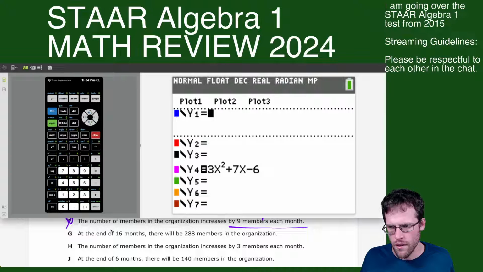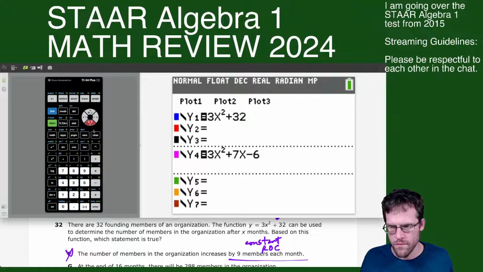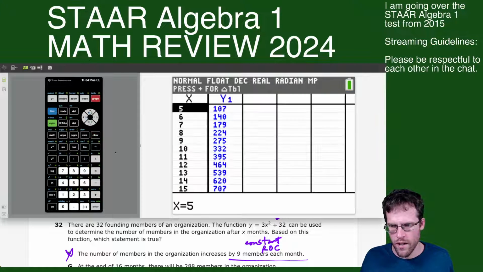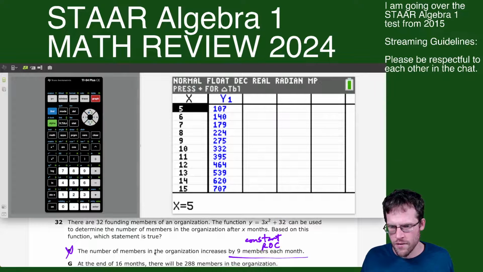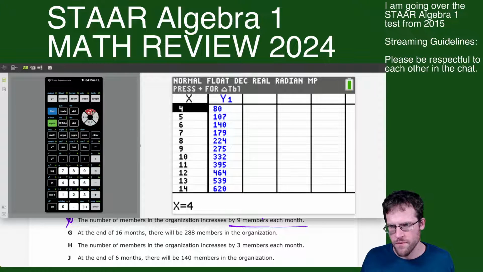Okay. So 3x squared and then plus 32. So I'm going to go second graph. So at the end of 16 months, there's 800. So G is out. The number of members in the organization increases by 3 members each month. That's constant rate of change again. So it's got to be, yep, this is the one, choice J.